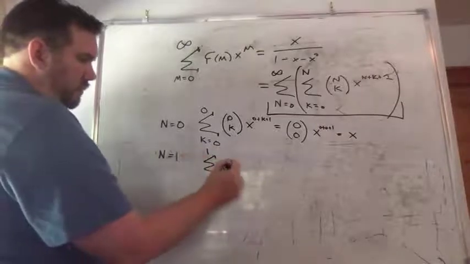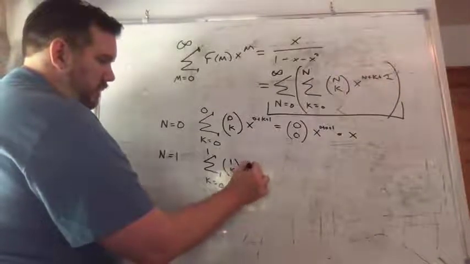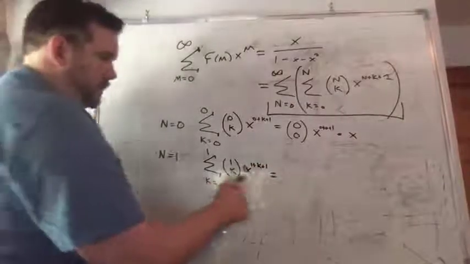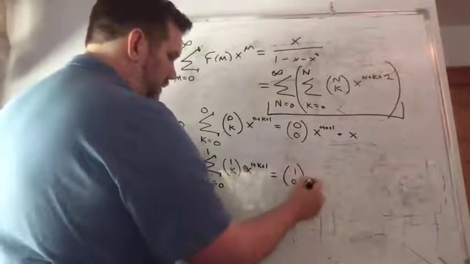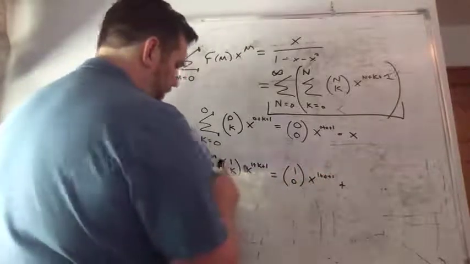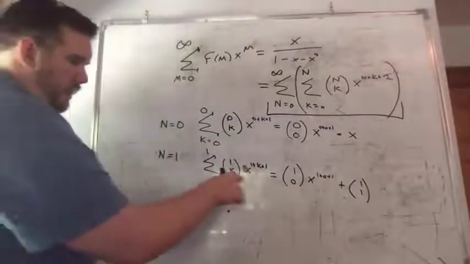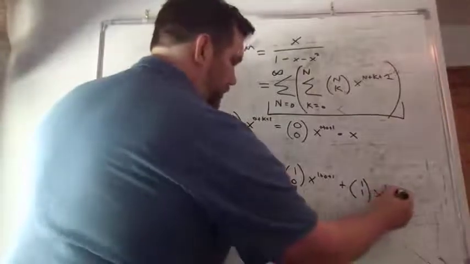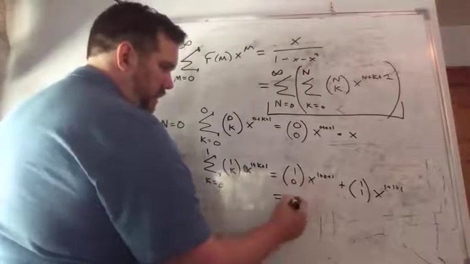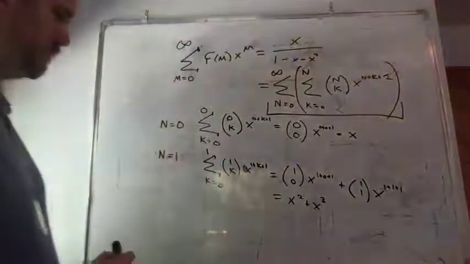So here n is equal to 1, so I have 1 choose k, x to the 1 plus k plus 1. This is going to run when k is equal to 0, so I get 1 choose 0, x to the 1 plus 0 plus 1, plus, now it goes to 1 choose 1, x to the 1 plus 1 plus 1. So I'm going to get here 1 x squared plus x cubed. So far, so good.